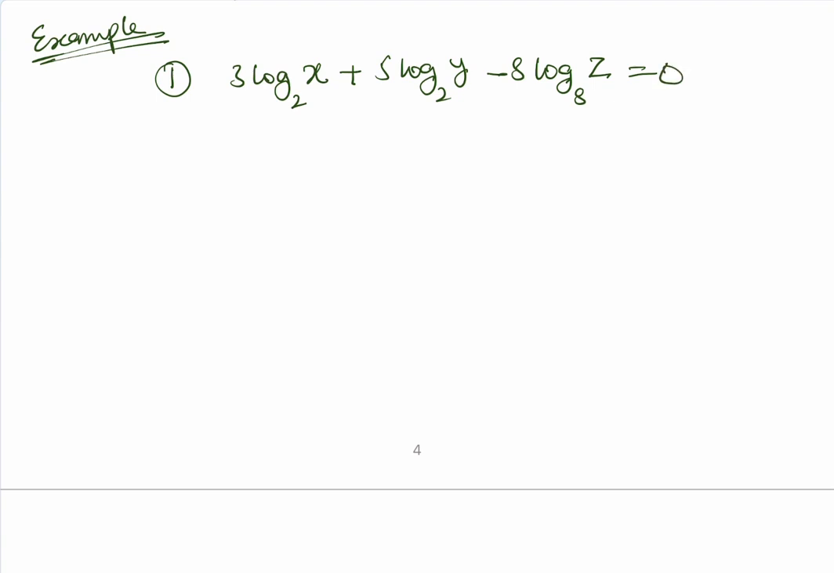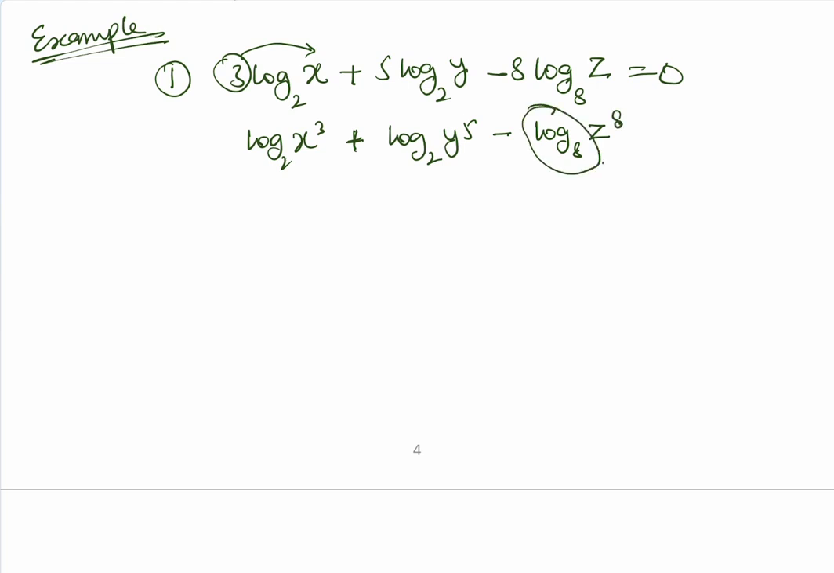So what I'm going to do, I'm going to start solving it. I'm going to make this coefficient a power. This is log base 2 x cube plus log base 2 y 5, and then minus log base 8 z power 8. So we have to change this into log base 2 using the change of base rule. We are going to do that in the next step. These two are being added, so I'm going to multiply them. Log base 2 x cube y 5. This thing is sorted.